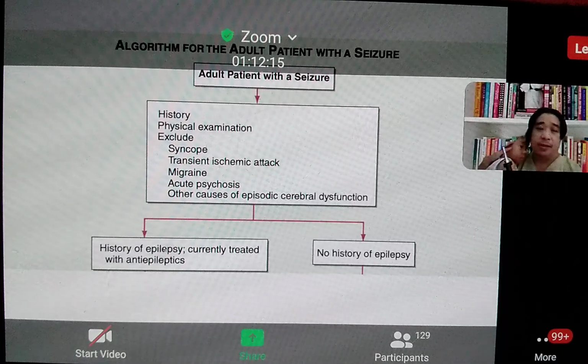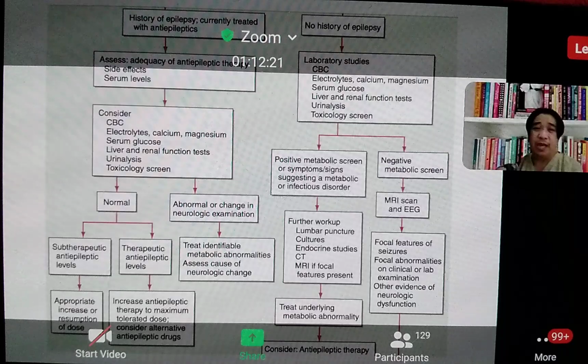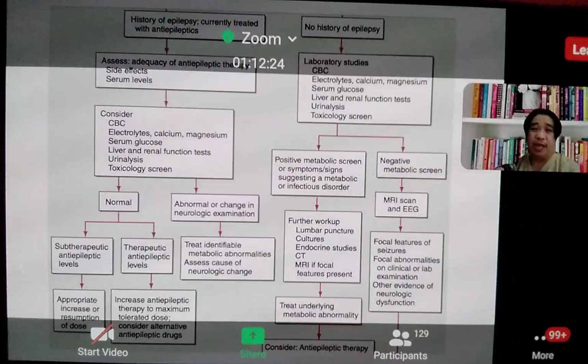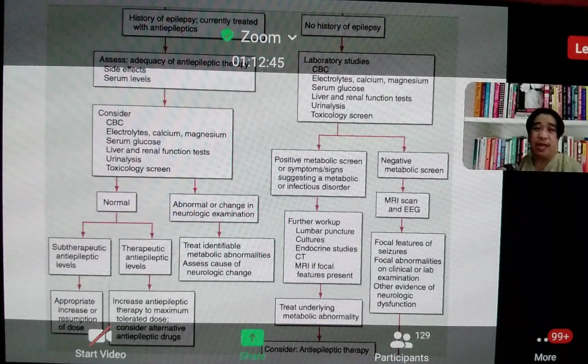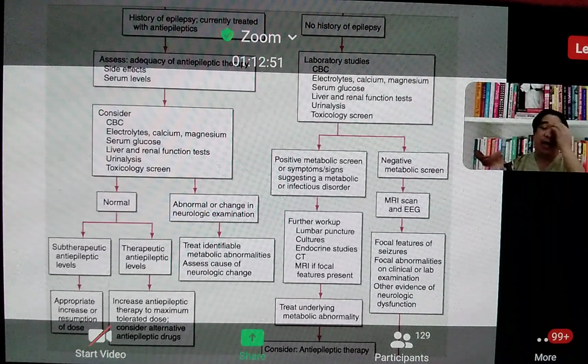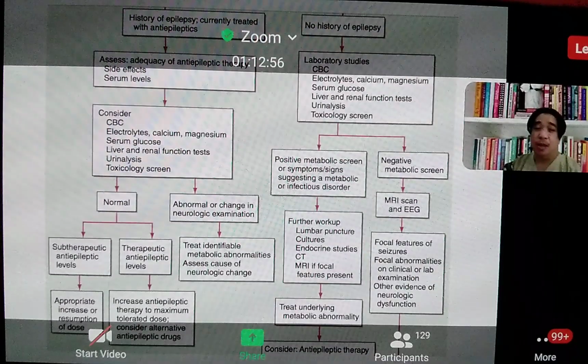So if the patient has history of anti-epileptics, always check the compliance or the adequacy of their anti-seizure meds. With history or no history, we're still gonna get electrolytes. Don't forget the electrolytes. The blood sugar is very important. Hypo and hyperglycemia can present with seizures.